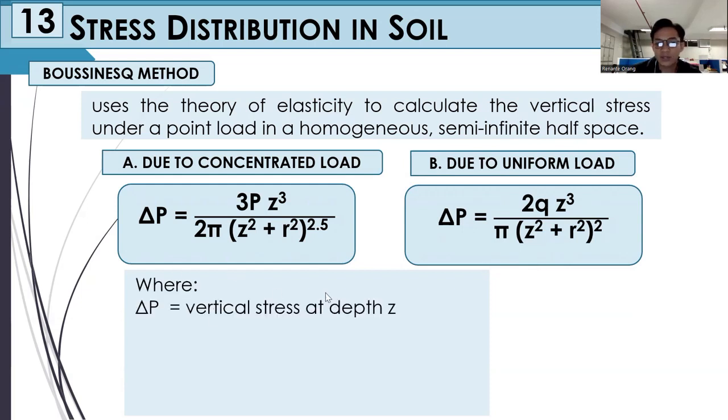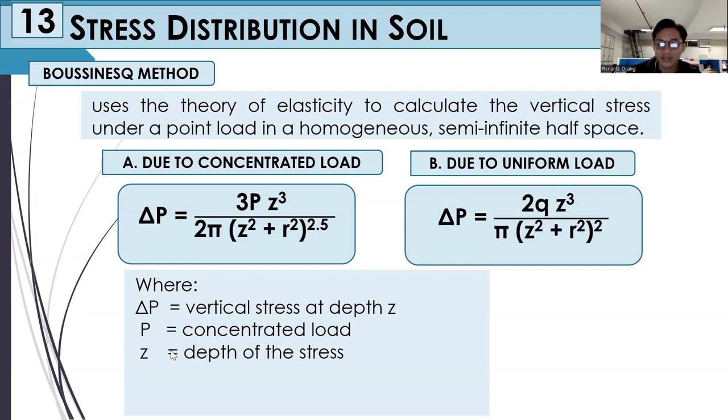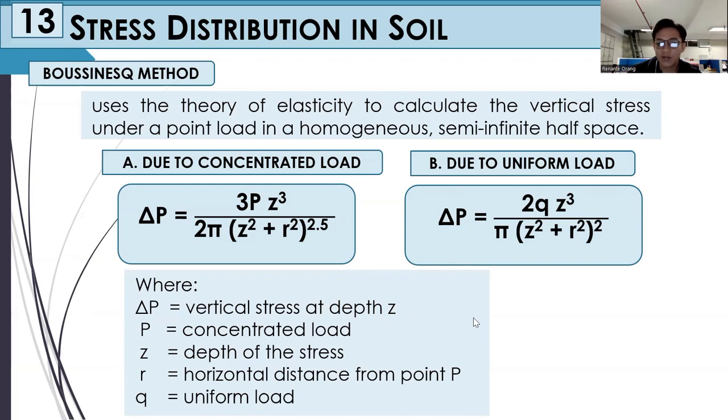So yung ating variables dyan, that is delta p, that is our vertical stress at depth z. So p is our concentrated load na nasa ating soil surface. We have our z, which is the depth, vertical distance from our point load or our uniformly distributed load. And then we have our r, which is the horizontal distance from our point P, our uniformly distributed load. Then q, which is our uniformly distributed load.